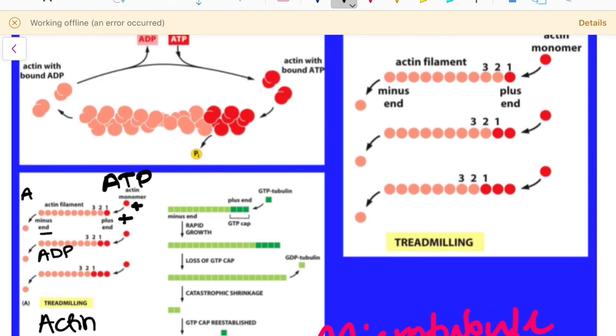So actin uses ATP and treadmills, whereas microtubule uses GTP, and they have dynamic instability, meaning it grows and shrinks on the same end. So you have GTP bound on the plus end, and you have growth, whereas you are GDP bound at the same plus end, and you are shrinking.